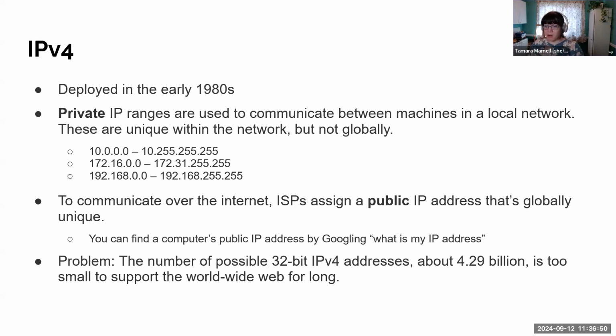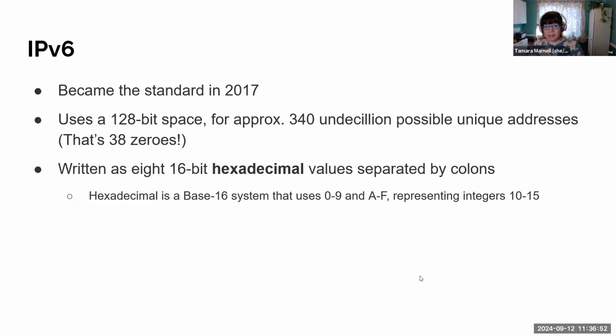So we now have IP version 6, which became the standard in 2017, and it looks different. It's not those 4 numbers separated by periods. It's a 128-bit space instead of just a 32-bit space, which gives us 340 undecillion possible unique addresses. That's 38 zeros after the 340. So that should give us plenty of room to work with for the foreseeable future.